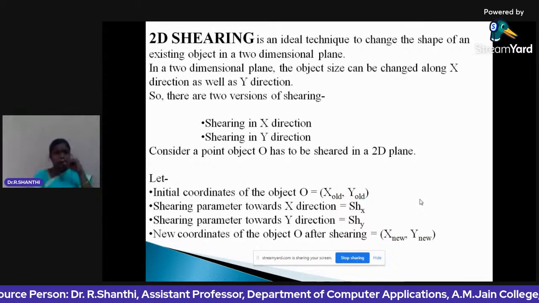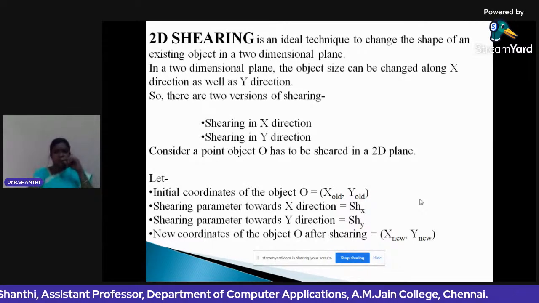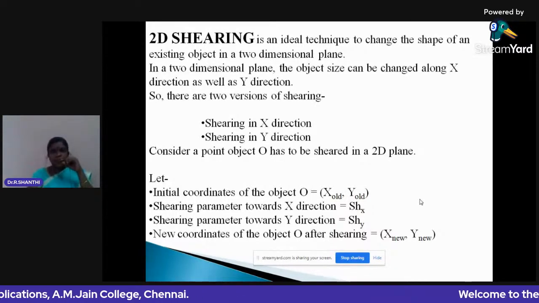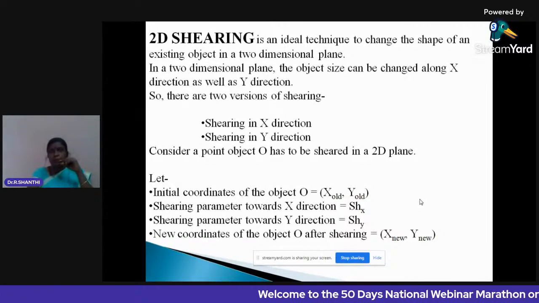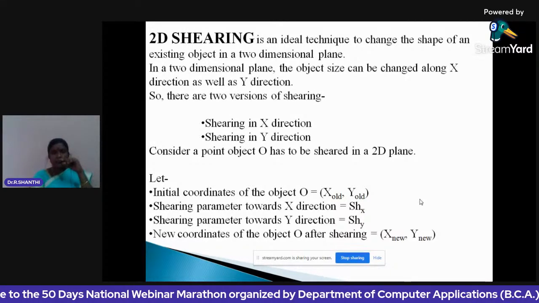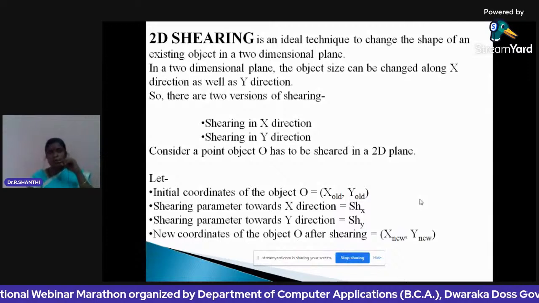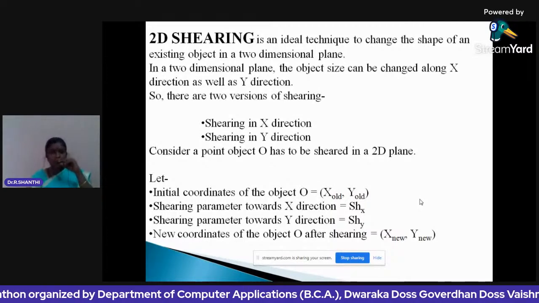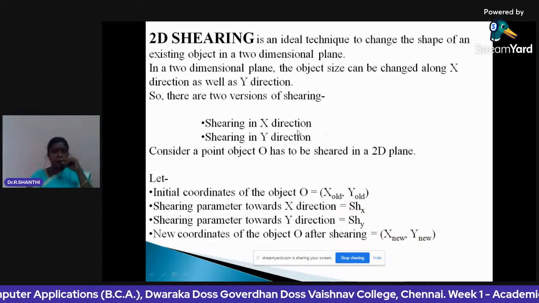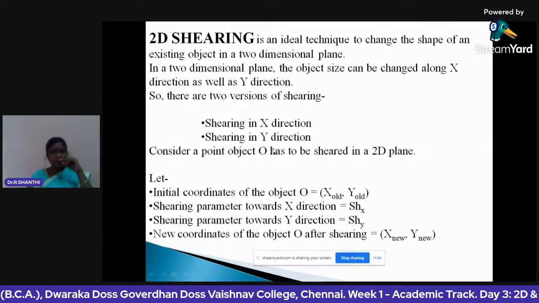So first let us see what is shearing. In shearing, the originality of the picture will be changed, right? It changes the shape of an existing object in a 2-dimensional plane. Suppose I have a square, just by changing the dimensions, it will look like a parallelogram. So I have 2 types of shearing. One is shearing in the x direction, the other is shearing in the y direction.